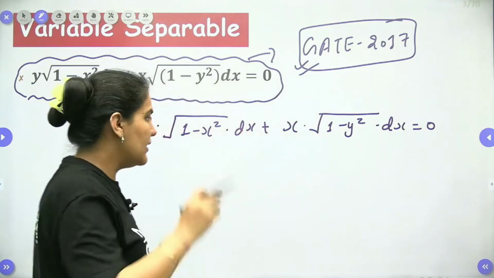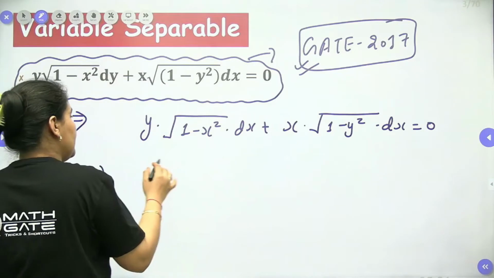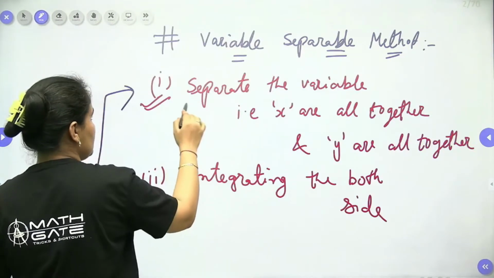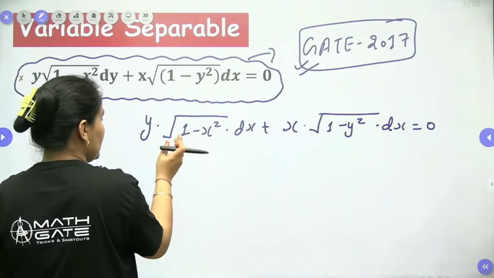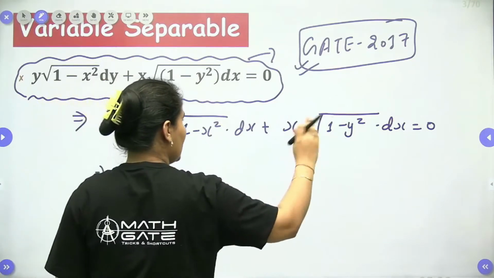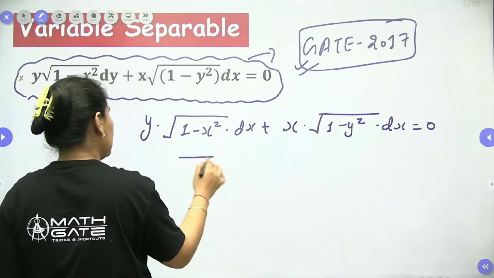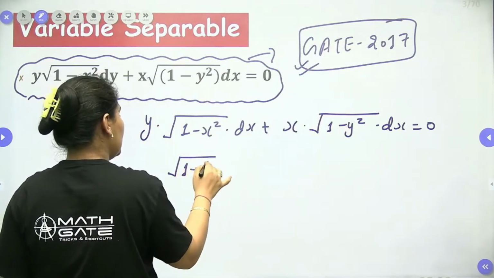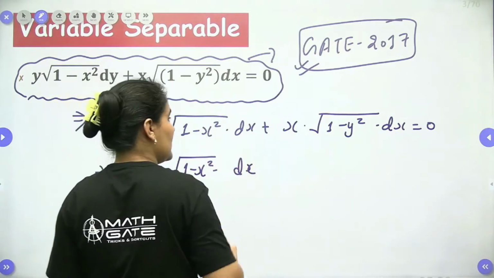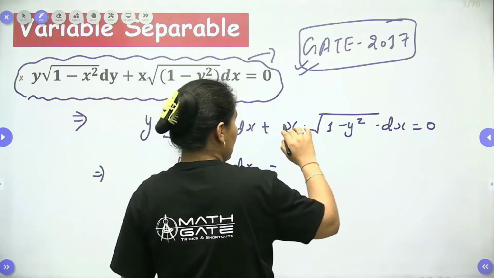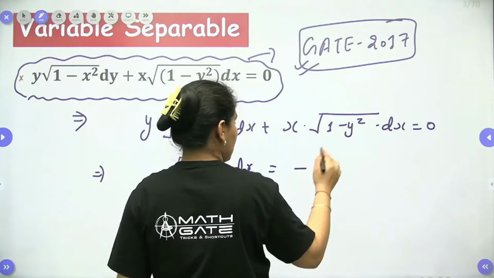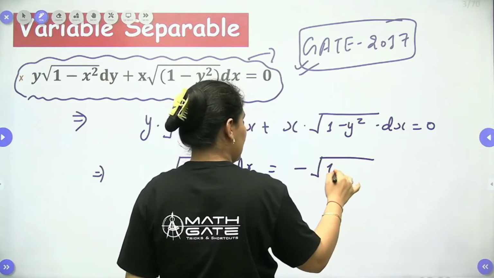Now how to approach? Just follow the first step, separate the variables. We can consider all the y terms together and all the x terms together. So we will keep it unchanged: 1 minus x square dx will be the same as it is. Here we can transfer the terms of y to the right hand side.